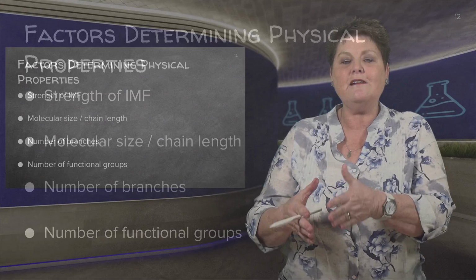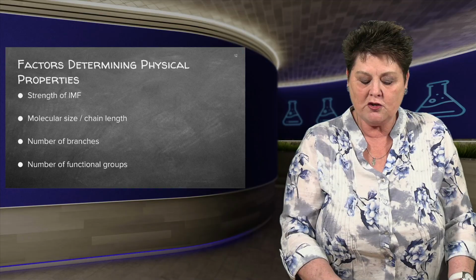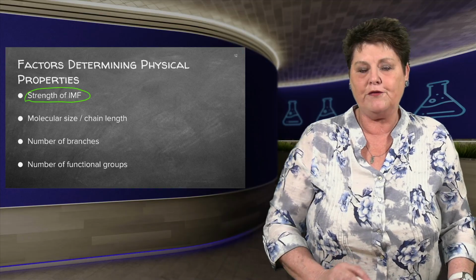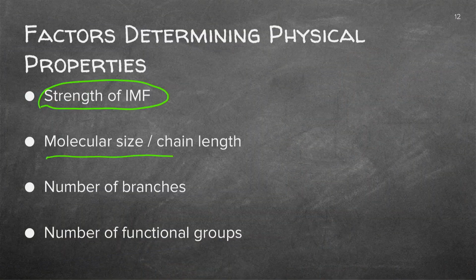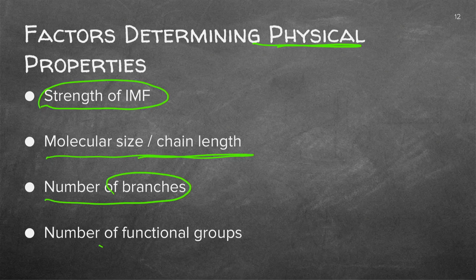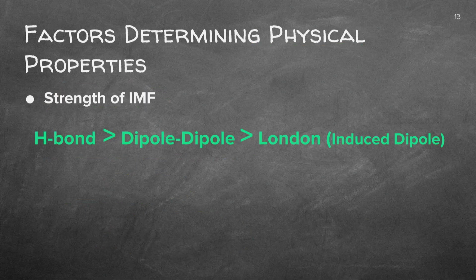Now there's another factor. Firstly, we need to know the strength of the intermolecular forces. Secondly, the size or the length will also impact the physical property, which is the boiling point or the melting point. And then the number of branches, and then finally the number of functional groups. Now let's have a look at each of those.